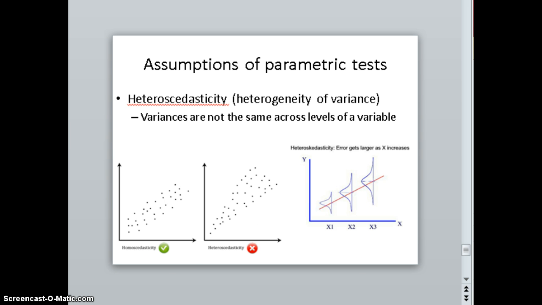And here's just an example of heterogeneity of variance. In this case, the assumption has been violated. In this case, the assumption has been met. This is heteroscedasticity or homoscedasticity, or just another way to say homogeneity and heterogeneity of variance. And these are an example of how it might look in real data.